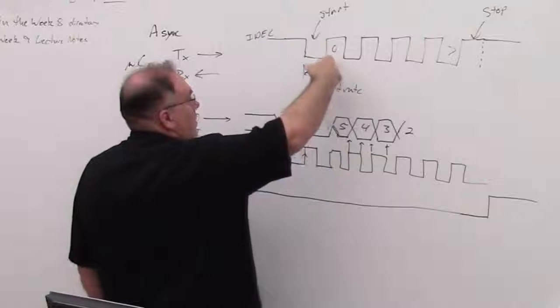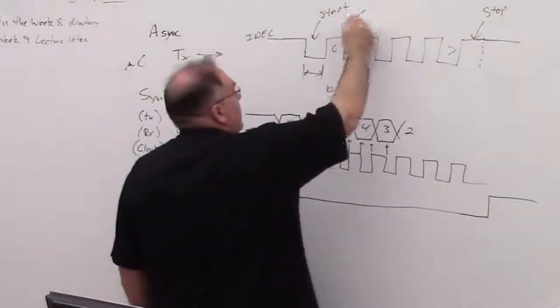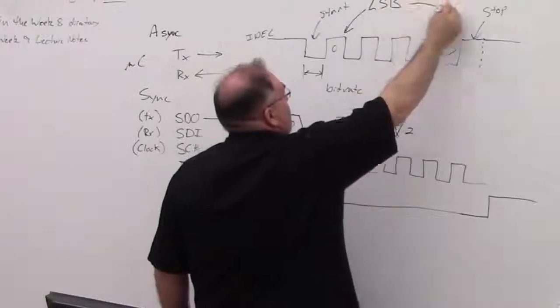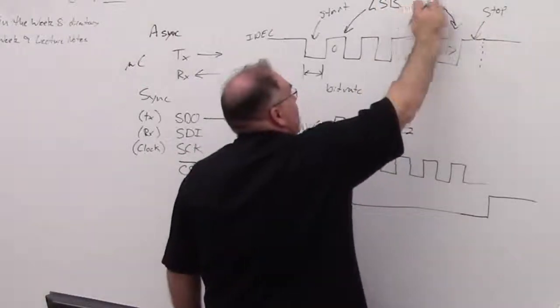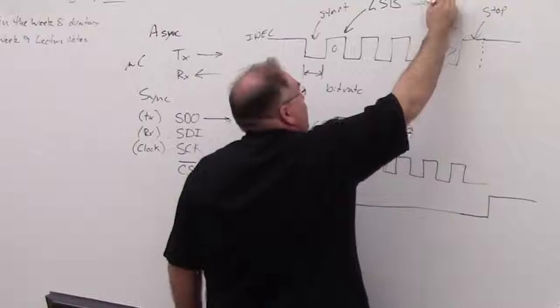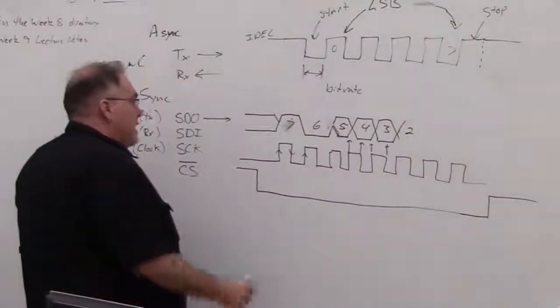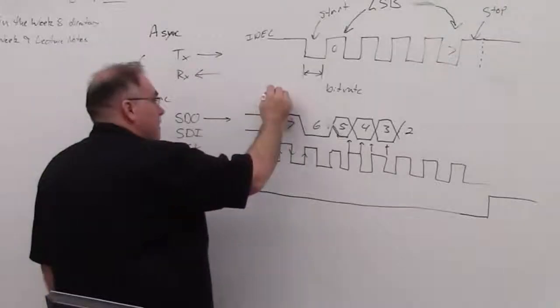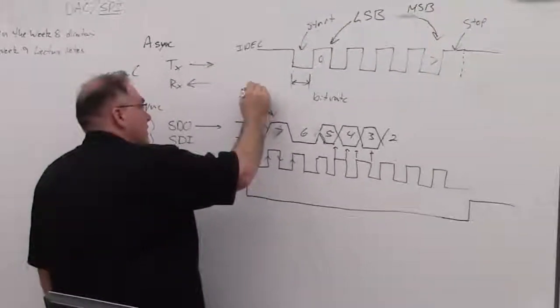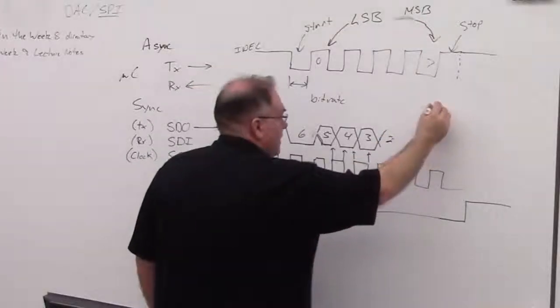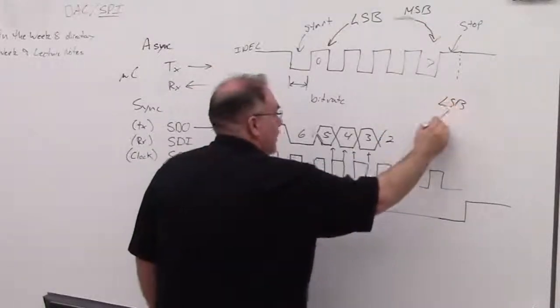we mentioned before when we're doing the asynchronous, the least significant bit is transmitted first, and then the most significant bit is transmitted last. For SPI devices, it's usually the most significant bit that is transmitted first, and the least significant is transmitted last.